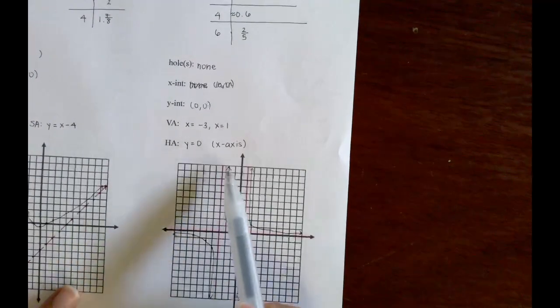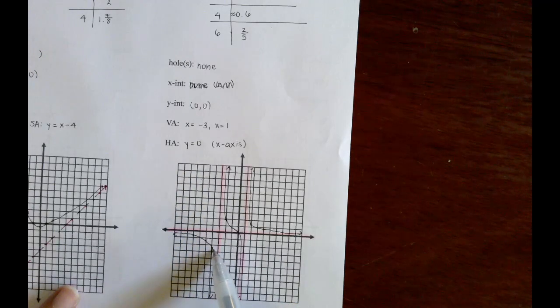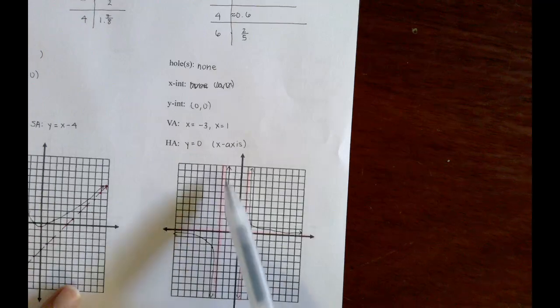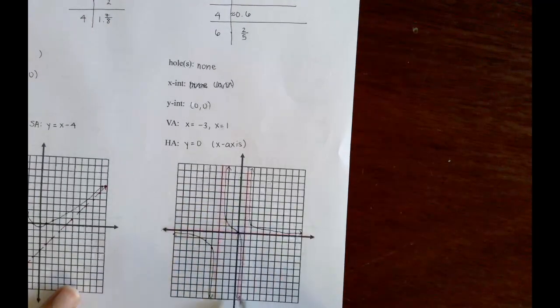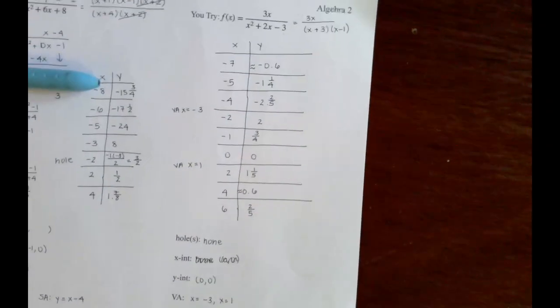Since there's an asymptote here at negative 3, I just did negative 7, negative 5, and negative 4. And then here, between the two asymptotes, between negative 3 and 1, I just did negative 2, negative 1, and 0. And then on this side, beyond 1, I just did 2, 4, and 6. I plugged it into my calculator, and this is what it gave me. And then I plotted the points, and this is what resulted.